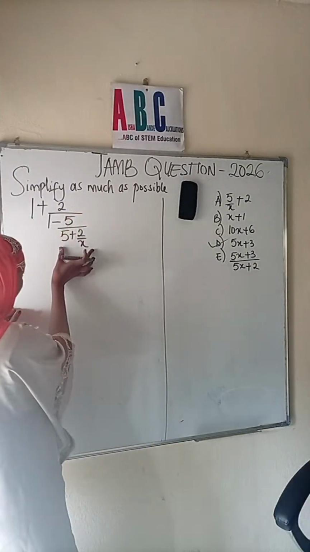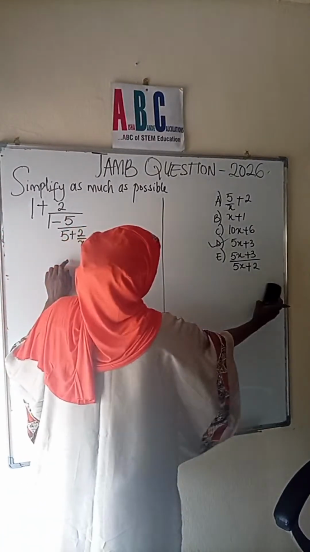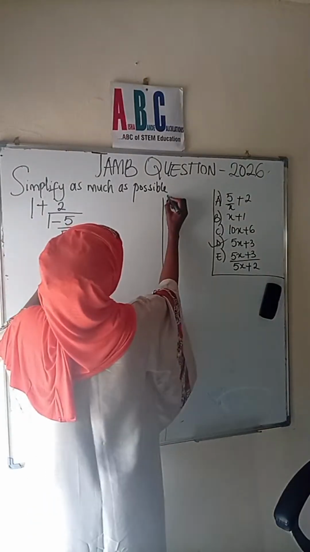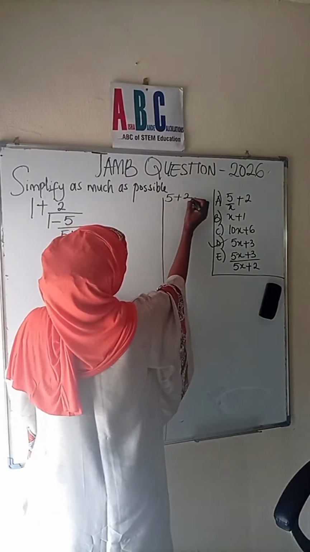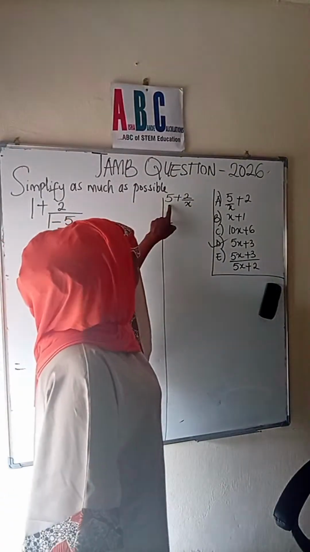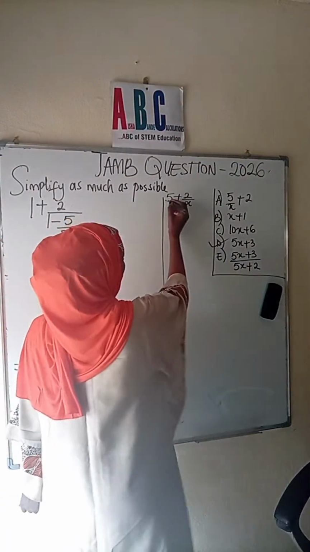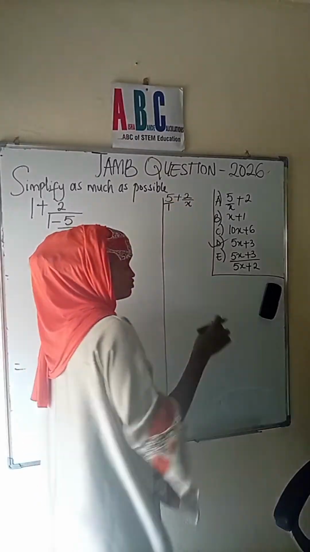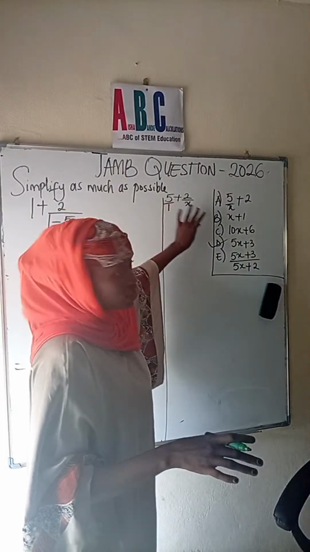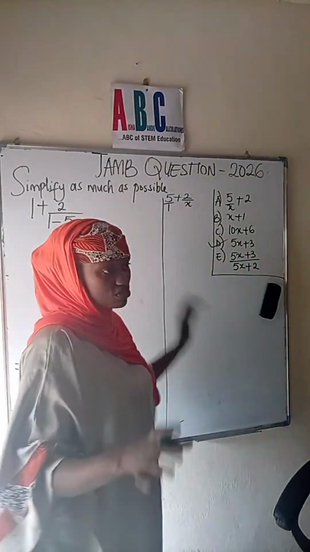So now what do we have down here? Down here we have 5 plus 2 over x. This 5 is the same thing as saying 5 over 1, because 5 over 1 is still 5, so nothing changes. This is what I tell my students to do when you have fractions like this and you have a plus or minus in between.